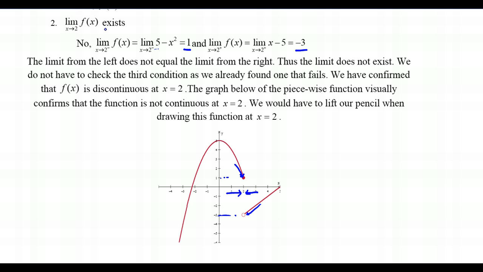And once we find one part of the 3 parts that fails, we can just stop. So we don't have to check the third condition. We already found one that fails, and we have confirmed that the function is discontinuous at 2. So the graph confirms that we don't have continuity, because if I start off to the left here and trace this function, I don't have to lift my pencil until I get to 2. At 2, I have to jump down and then continue drawing the rest of my function. So I am discontinuous at the point 2 on this piecewise function.